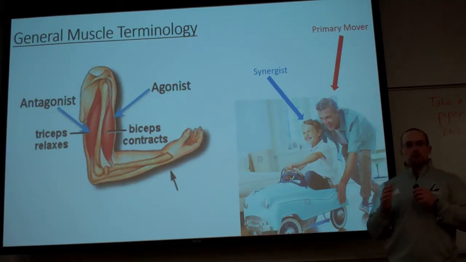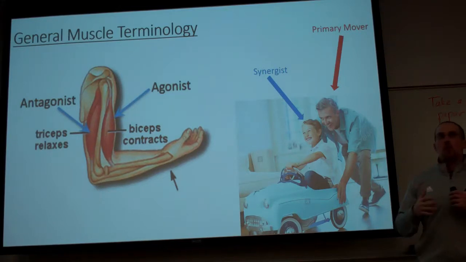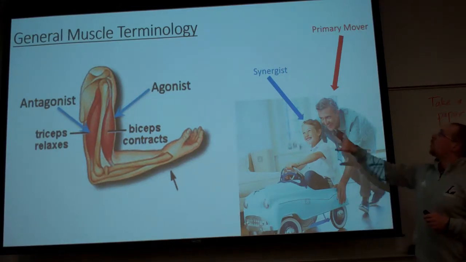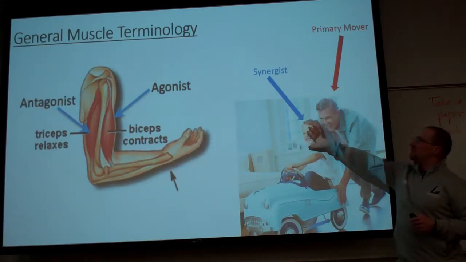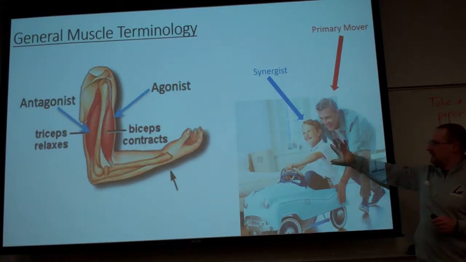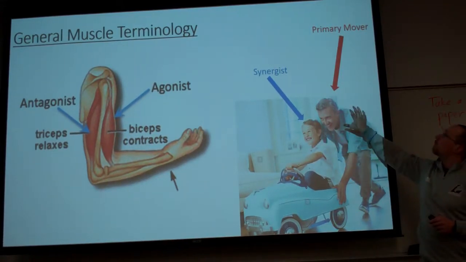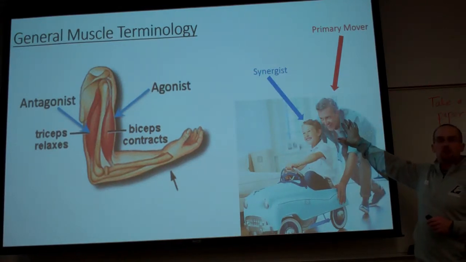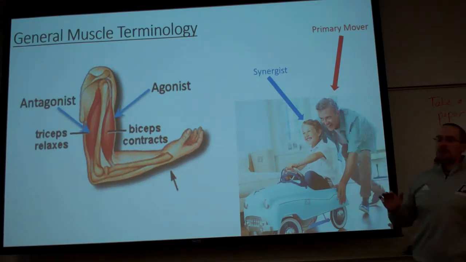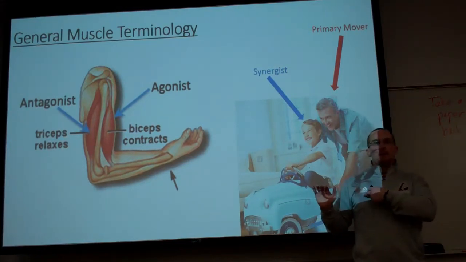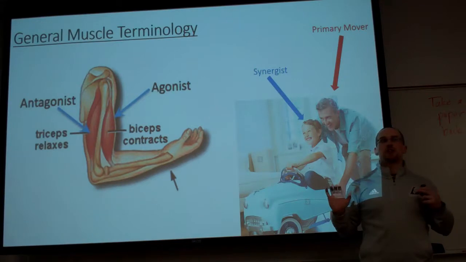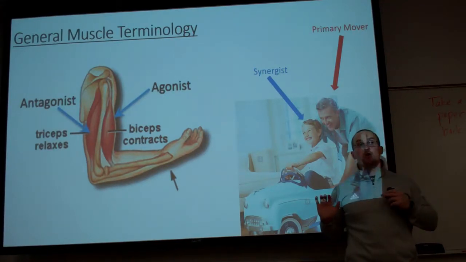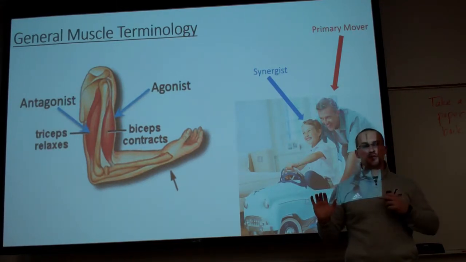Now, when we're producing force, when we're moving something, we got what are called primary movers and then synergists. This is kind of an example I wanted to use. The primary mover, the dad in this case, produces most of the force. It does most of the movement. For example, if I'm doing a push-up, my chest muscles would be considered primary movers, because they're doing a lot of the movement.